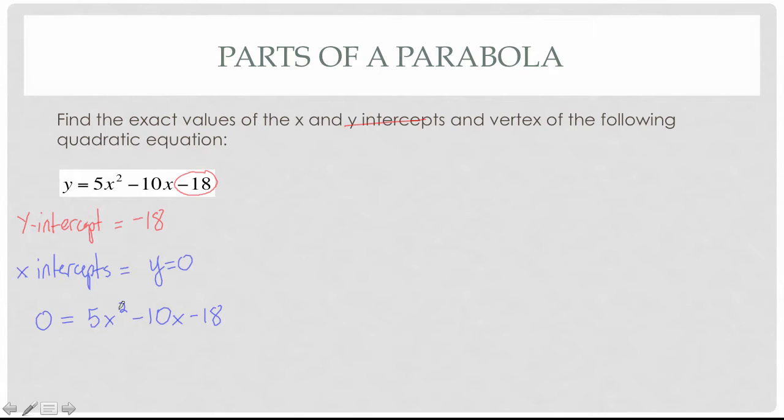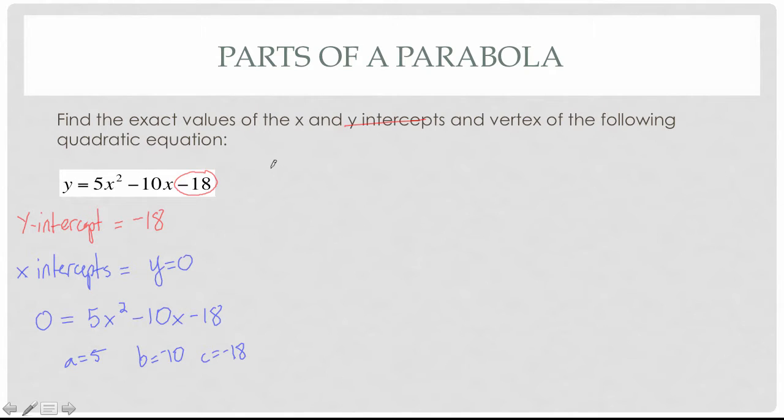Well, this looks familiar now, right? I just need to solve this for x. I need to know what a is: 5, b is negative 10, c is negative 18, and I'm going to solve it using the quadratic formula. I could use completing the square if I want to, but I don't like that, at least not with this 5 in front of the x squared. So I'm going to use the quadratic formula.